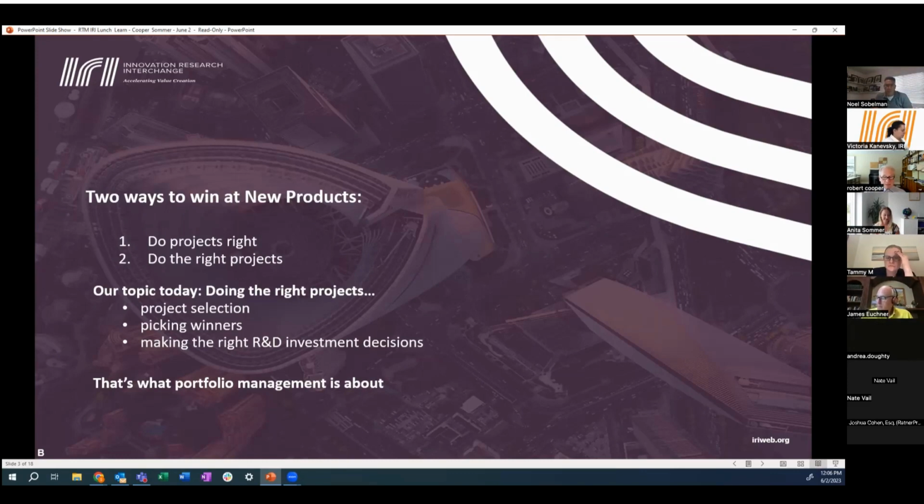Basically saying that all new product projects are investments, and like portfolios in the stock market and bond market, they can be run like that. It's about project selection, it's about picking winners, and it's about making the right R&D investments. That's what portfolio management is. Can we have the next slide?